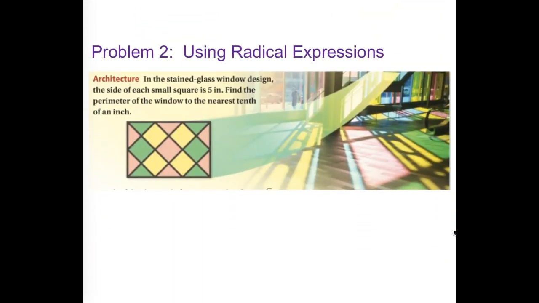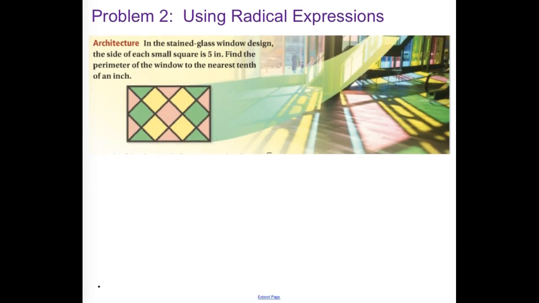Our next question. We have a picture here. It says it's a stained glass window, and it says the side of each small square is 5 inches. So if you just take one of these little squares, we are saying that's 5 by 5. Okay? The question is asking us to find the perimeter of the window to the nearest tenth of an inch.